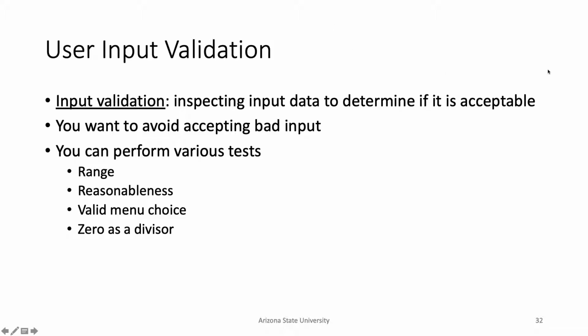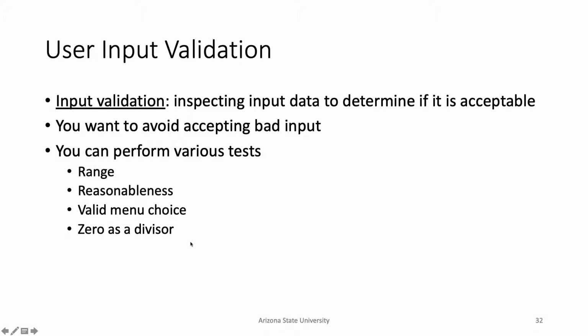Okay? So, yeah, it's commonly used with input validation. So the range is the most common case. Reasonableness, I'm not sure what that actually means. Valid menu choice, that's an example we saw last time. Did they enter a valid option on our menu? And this one's interesting too.